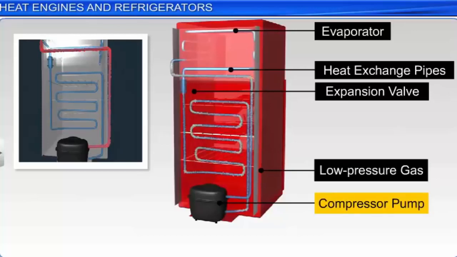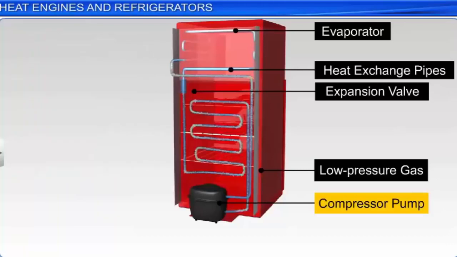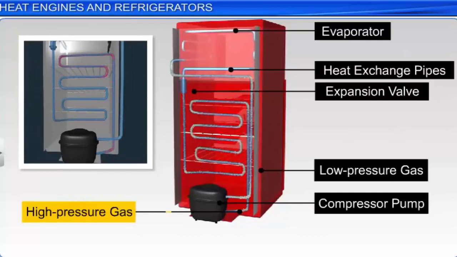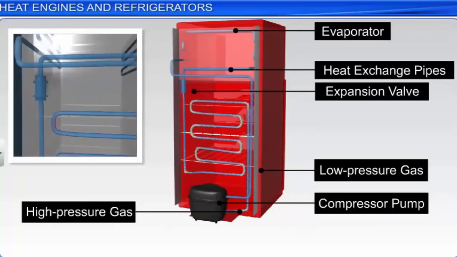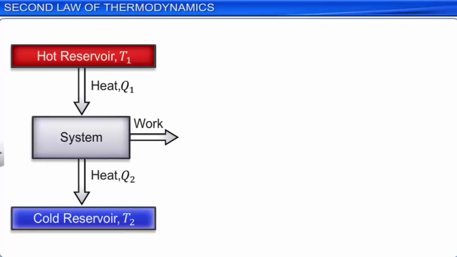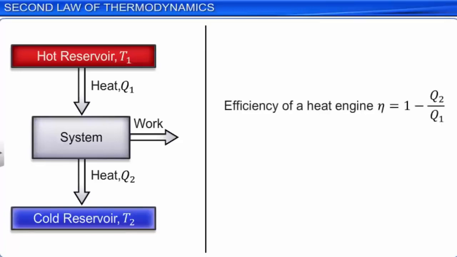The high-pressure hot vapor then passes through the exchange pipes located outside and releases heat energy to the surroundings. During the process, the hot vapor condenses to liquid. Then, the liquid refrigerant passes through the expansion valve, and due to sudden expansion, it cools further. In this way, the refrigerant absorbs heat from the cooler inside regions of the refrigerator and releases it to the hotter outside regions.